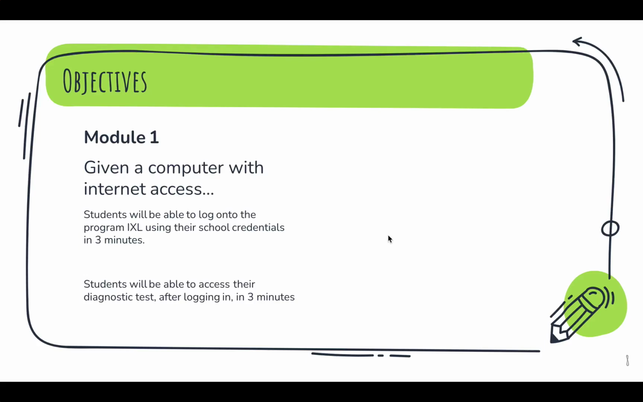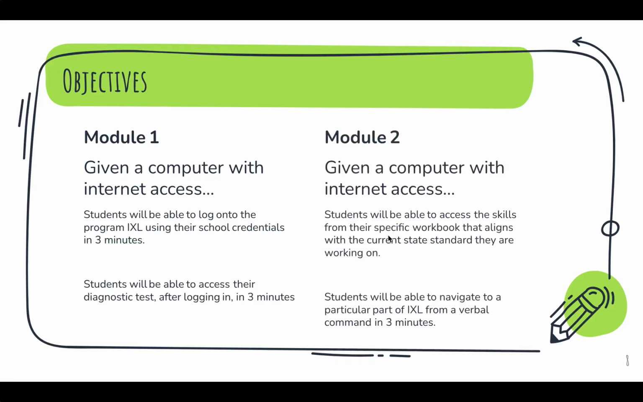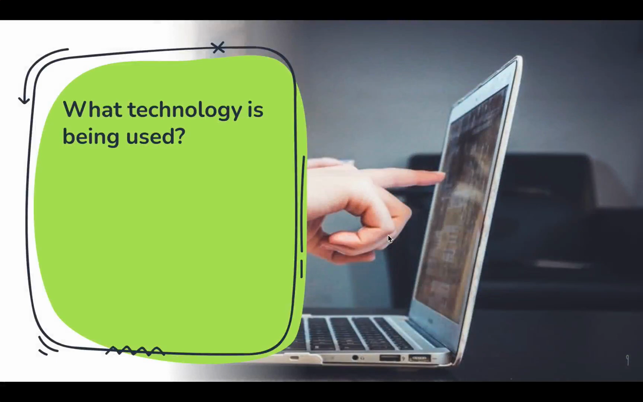In Module 2, students will learn additional ways that the program IXL can be used to benefit them. By the end of Module 2, students will be able to access their skills from their specific workbook that aligns with the current state standards they are working on, and students will be able to navigate to a particular part of IXL from a verbal command in 3 minutes. These are the main objectives needed for students to be successful within this course.